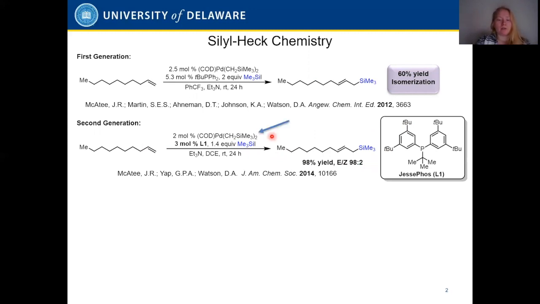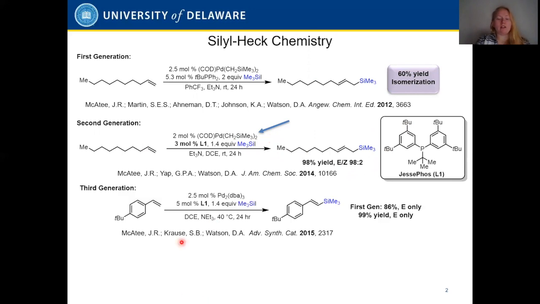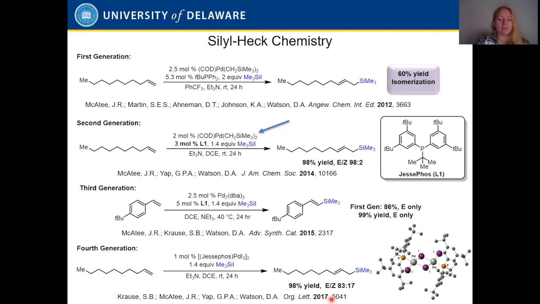From there, my colleagues wanted to eliminate the need for this thermally sensitive palladium catalyst. So in 2015, my colleagues were able to improve the first generation styrene conditions using palladium DBA instead, and this Jesse ligand, and maintain the E-selectivity while increasing the yields to up to 99%. The most recent paper we published in this arena was in 2017, in which my colleague Sarah did a lot of mechanistic work and studied the solvent effects in this reaction. And she was able to synthesize and get a crystal structure of this palladium Jesse iodide dimer, which was really interesting. She was excited to see that simply by using 1 mole% of this pre-catalyst, she was able to synthesize allylsilanes in excellent yield and selectivities.